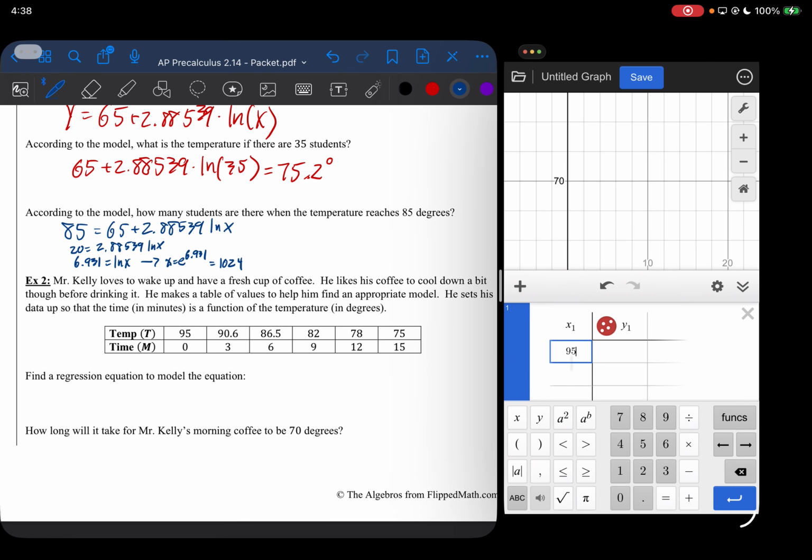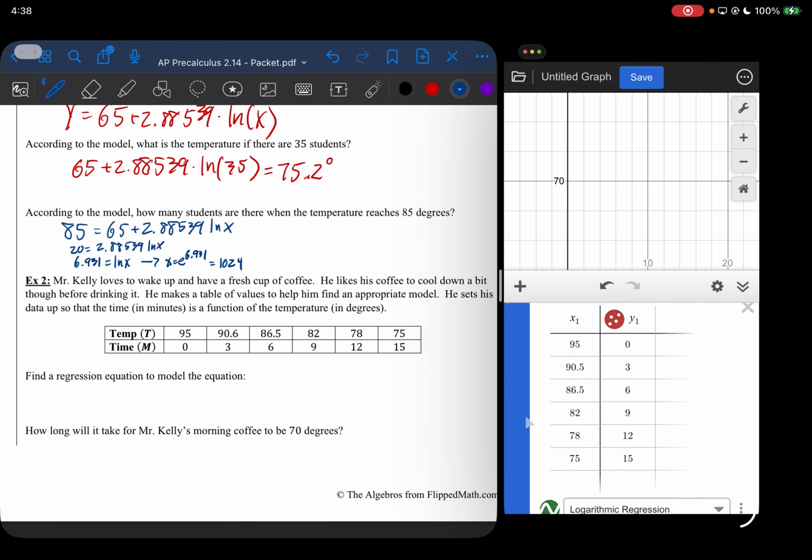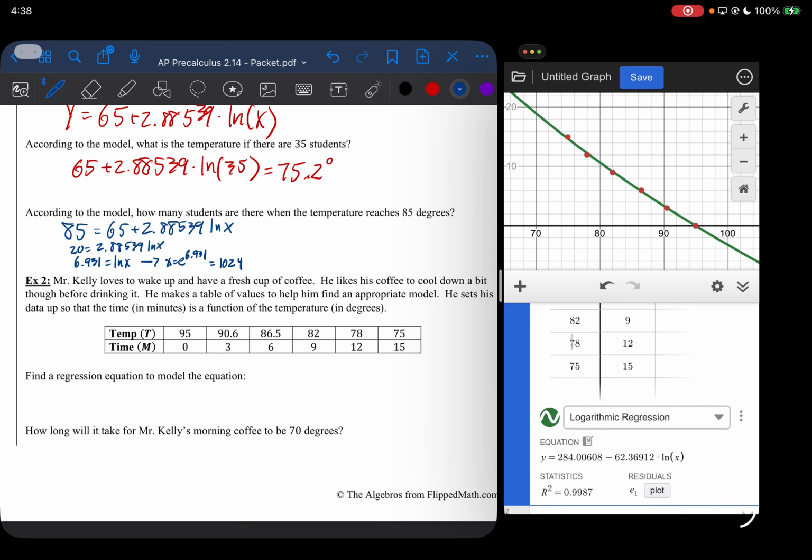So we have 95, 90.5, 86.5, 82, 78, 75, and then 0, 3, 6, 9, 12, and 15. Let's look at these dots. Here we go. So now we're going down this way.